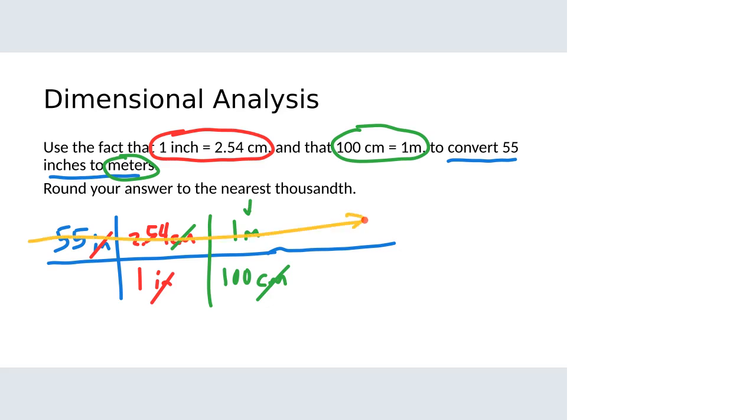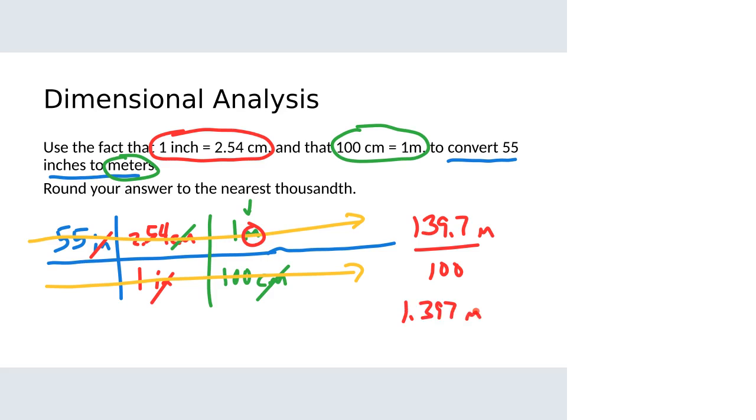I'll multiply across the top. 55 times 2.54 times 1 is 139.7. And meters are still there, so I'll keep those meters. And then I'm also going to multiply across the bottom. 1 times 100, well, that's just going to be 100. Finally, I'll go ahead and divide that. 139.7 divided by 100 is 1.397 meters. I was told to round to the nearest thousandth, so that's where I'm at. 1.397 would be our answer there.